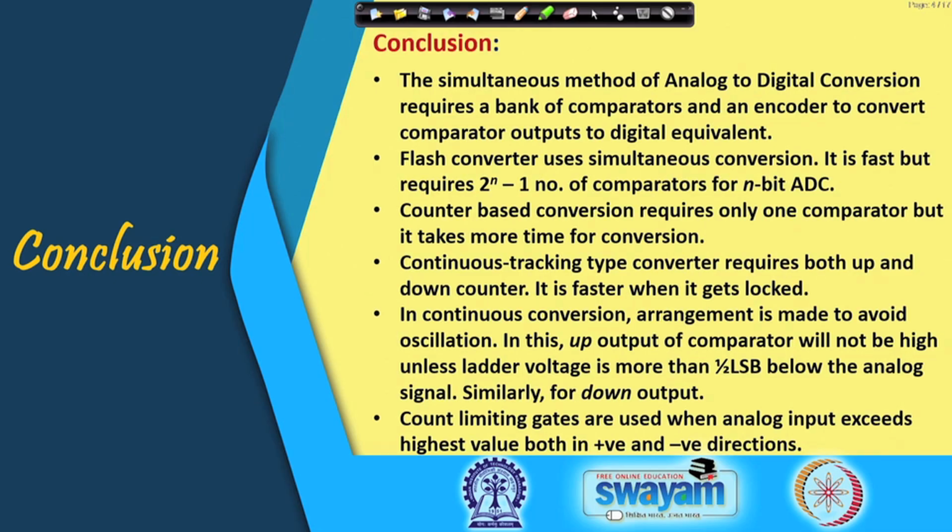So, we move to the continuous tracking type converter using counters, which requires both up and down counter and a little bit of additional circuitry, and when it is locked to the input voltage, it is very fast. Okay. But for multiplexed input, it is not advisable, and in the additional circuitry we also include count limiting gates for when the analog input exceeds the highest value, both in positive and negative directions.